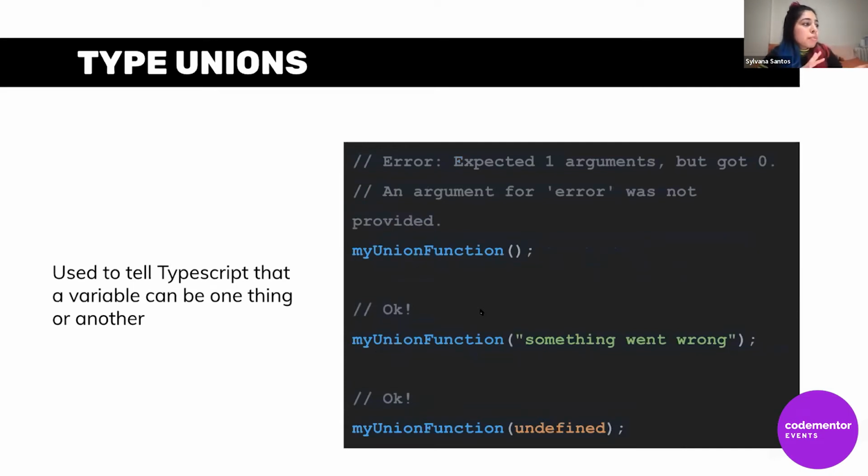So as you would expect, if I now try to call my union function with no parameters, TypeScript is going to yell at me. If I call it with a string, TypeScript's all good. If I try to call it with an undefined parameter, TypeScript is still okay with that.